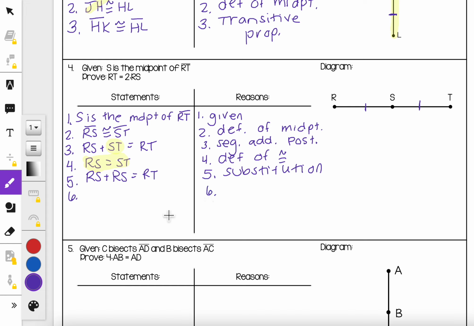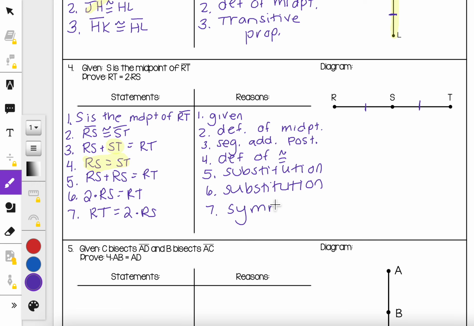Now, just like basic algebra, x plus x equals 2x. So RS plus RS equals 2 times RS. It's not addition because I'm not adding anything to both sides. This is, again, substitution. I'm just combining like terms here. And if I look, I'm so close to what I'm trying to prove. I just need to use the symmetric property so that RT equals 2 times RS, using the symmetric property.